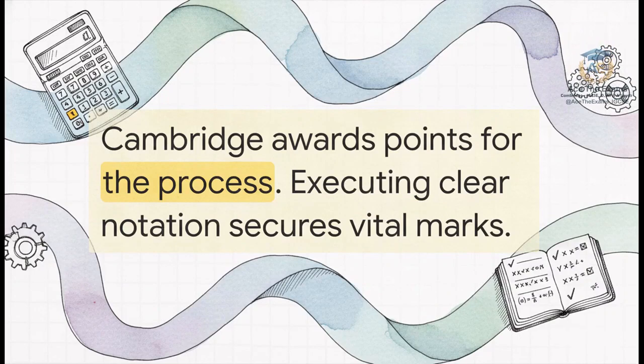If you follow those 4 steps, you are actively proving to the examiner that you are deconstructing the question properly. You're showing that you extracted the data and selected the right analytical framework. Even if you make a tiny, silly calculator error at the very end, executing with clear notation and this structured process secures you those vital method marks. It's basically your safety net.